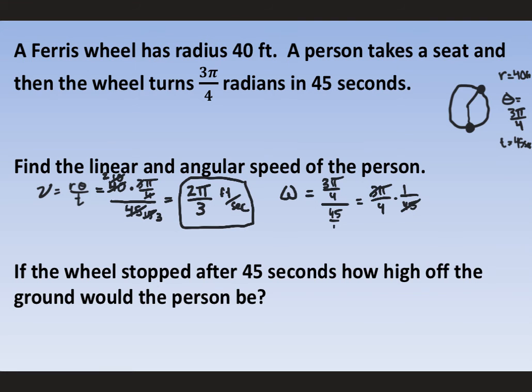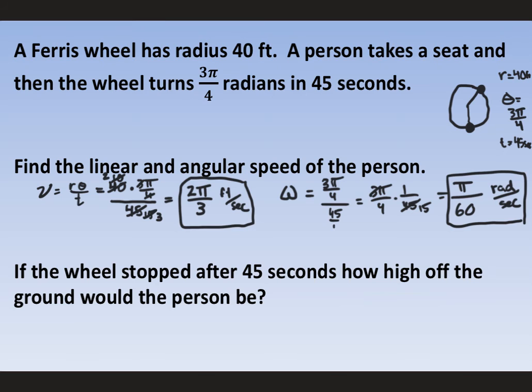So the 45 and the 3 are both divisible by 3, so this becomes a 15. All right, so pi times 1 is pi. 4 times 15 is 60, so I get pi over 60, and then our units here are going to be radians, because that's our angle, per second. Awesome. All right, so here's our linear and angular speeds. We went ahead and plugged in to find those for this problem.